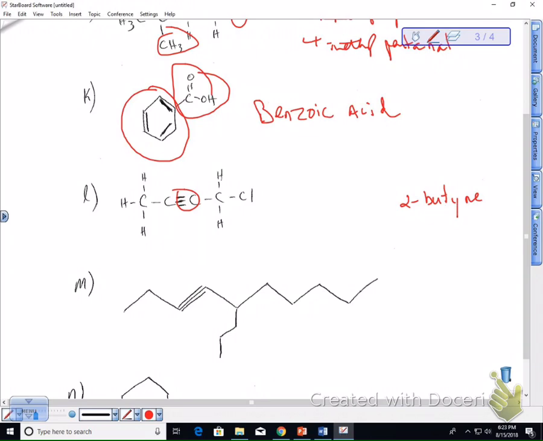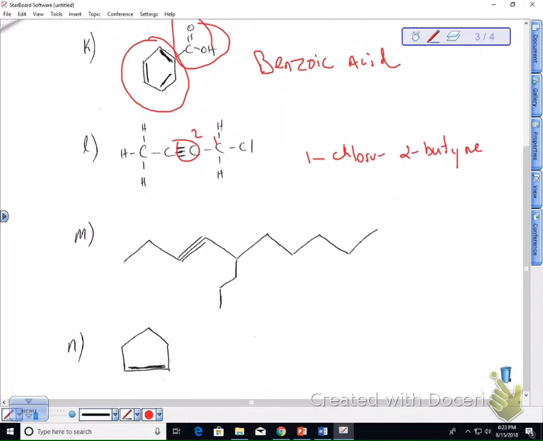Now, does it matter 1, 2, 3, 4 left to right, or should it be 1, 2, 3, 4 right to left? The answer is right to left. This needs to be carbon 1. And that's because we want to give the chlorine here the lowest number. And so if we do that, it is a 1-chloro-2-butyne.